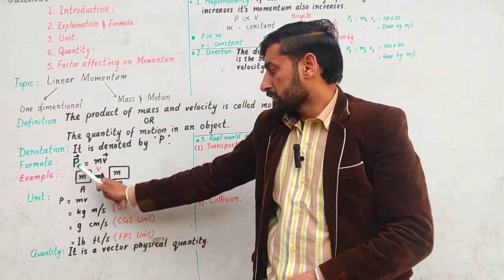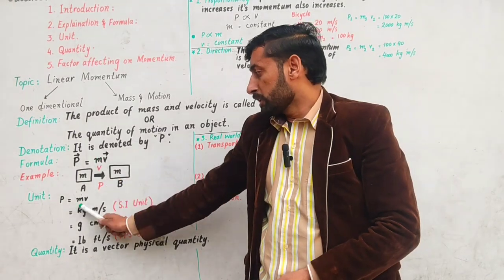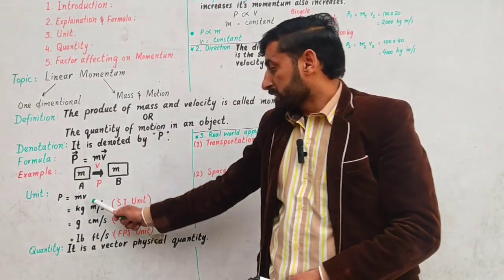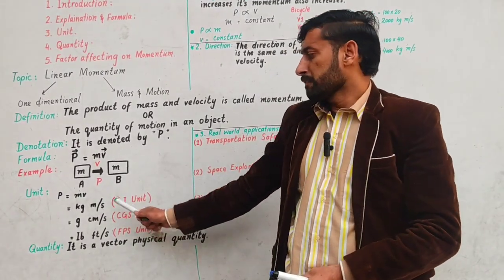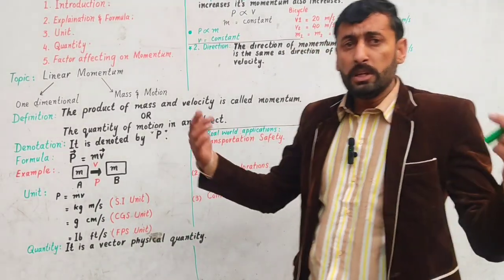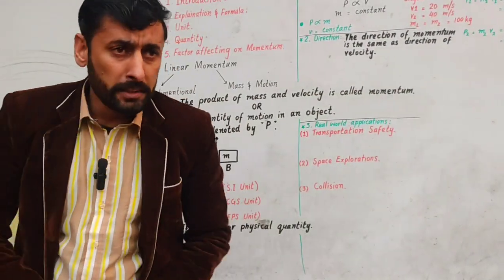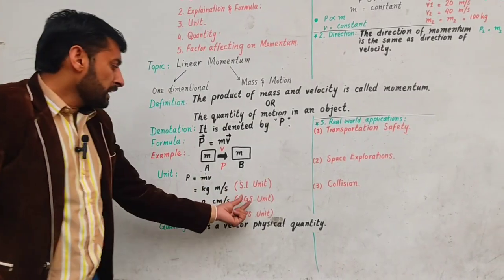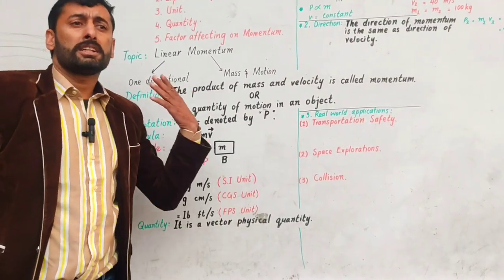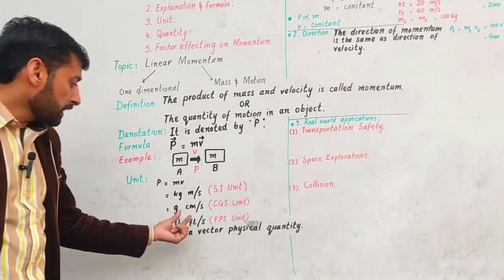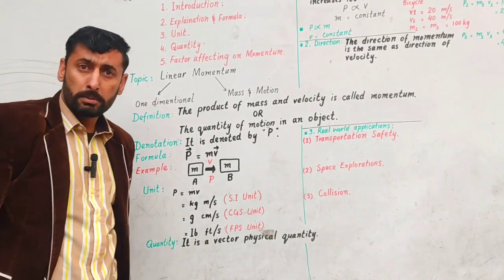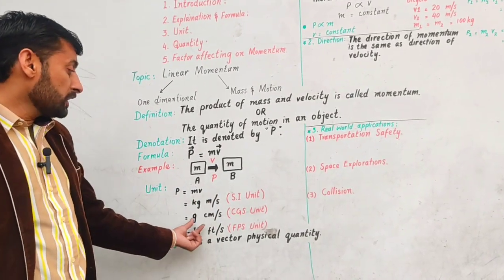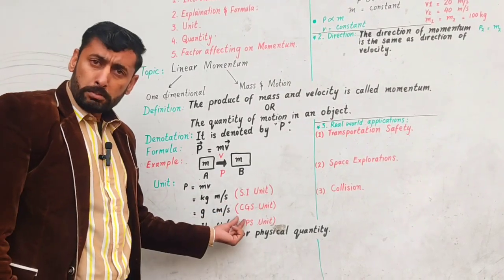So P is written as m times v, and the mass unit is expressed in kilogram, velocity is expressed in meter per second. So the SI unit of momentum is kilogram meter per second. But we are also interested in other units. In the CGS system, CGS means Gaussian system, the mass is expressed in gram and velocity in centimeter per second. So the CGS unit of momentum is gram centimeter per second.